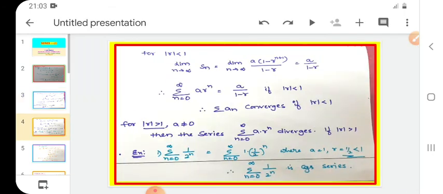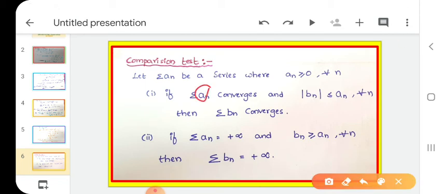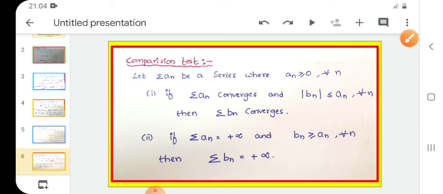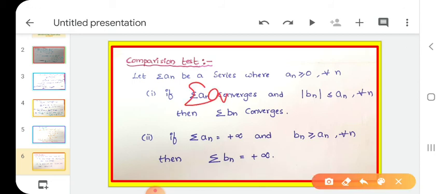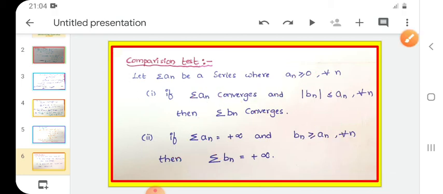Next, comparison test. Here we take two series, summation an and summation bn. If summation an is convergent and greater than bn, then automatically bn is also convergent. And for summation an and summation bn, if an is divergent and less than bn, then automatically the greater series is also divergent. This is the comparison test.